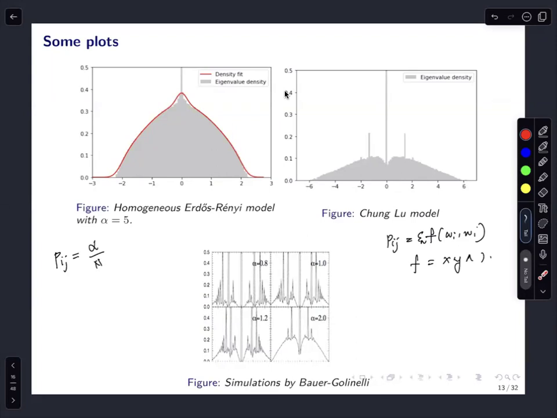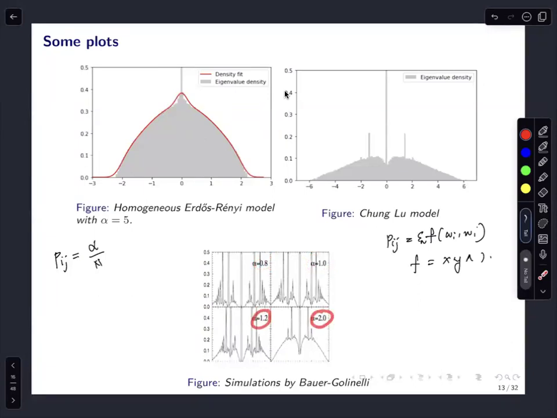Now, the most interesting part of the simulation I want to show, because I want to name these people: Bauer and Golinelli were the two big names who came out with all the simulations in the sparse homogeneous Erdős-Rényi case, and they pointed out beautiful things about this graph. And here are some pictures when alpha is less than 1. So alpha is 0.8 here. This is 1. This is 1.2.